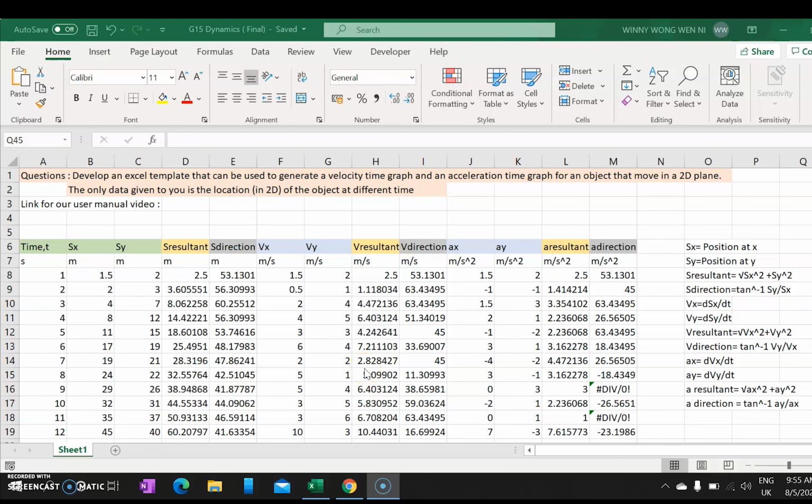To explain about the acceleration in the x-axis, acceleration in the y-axis, resultant acceleration, the direction of the acceleration and also the graph.